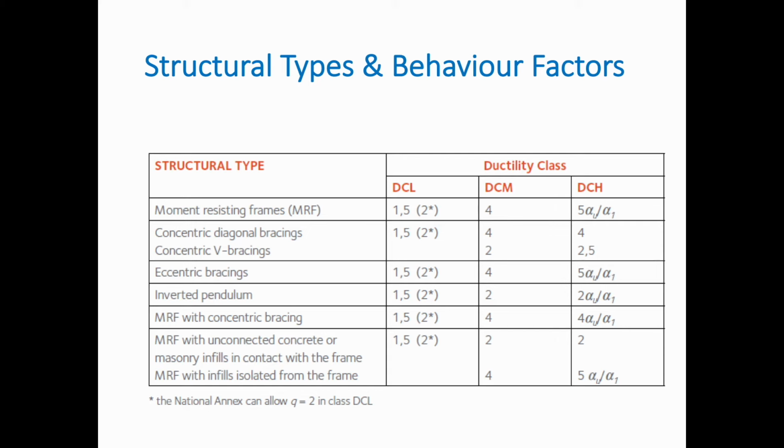We have DCM, which is 4 or 2 depending on whether it is a moment resisting frame, a concentric braced frame, or, for the number 2, when you have an inverted pendulum or concrete or infill walls. And then for high ductility classes we have either a number or a number times a ratio, which we will explain in the next slide.